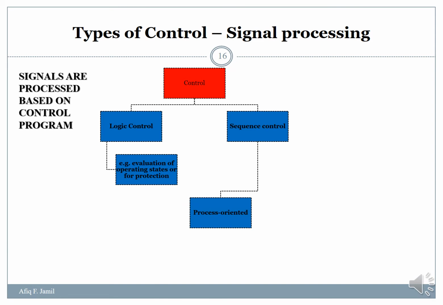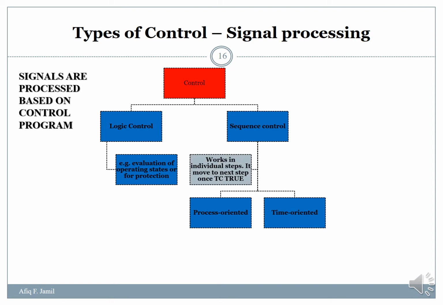For sequence control, there are two orientations. One is process oriented, the other one is time oriented. Sequence control works step by step. For one step to be activated, it must wait for the TC to be true. The TC is referred to as the transition condition. For process-oriented, the TC always refers to the process or to the sensors in the processes.